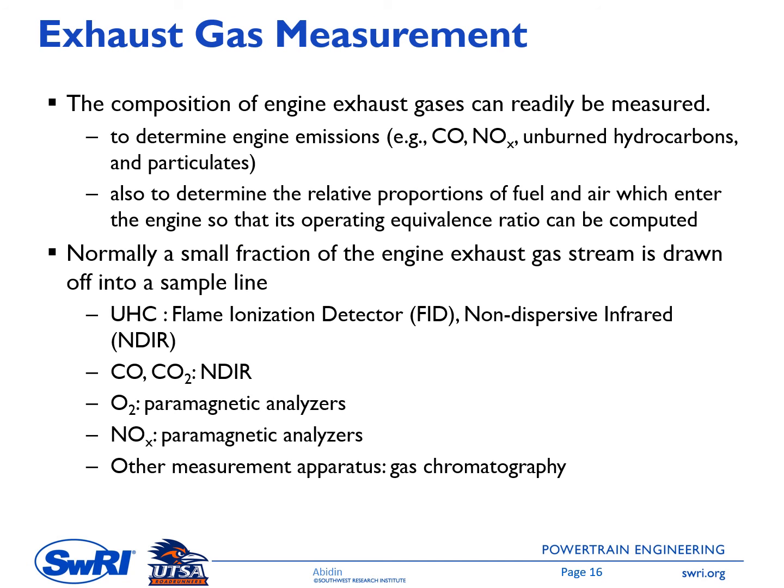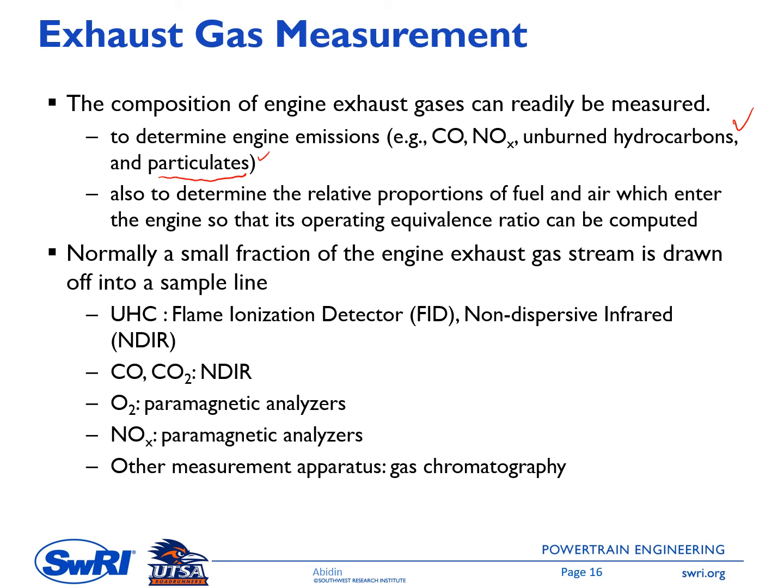Next topic is exhaust gas measurement. The composition of exhaust gases can readily be measured. The purpose of this exhaust gas measurement is to determine engine emissions, like CO, NOx (where NOx here is the sum of NO and NO2), and then unburned hydrocarbon, because you know in chapter 3 that not all fuel is burned during the combustion process, and particulate or soot. This is a special emission for diesel combustion.